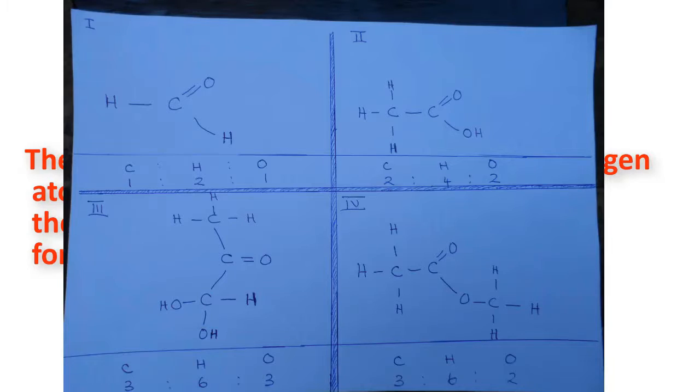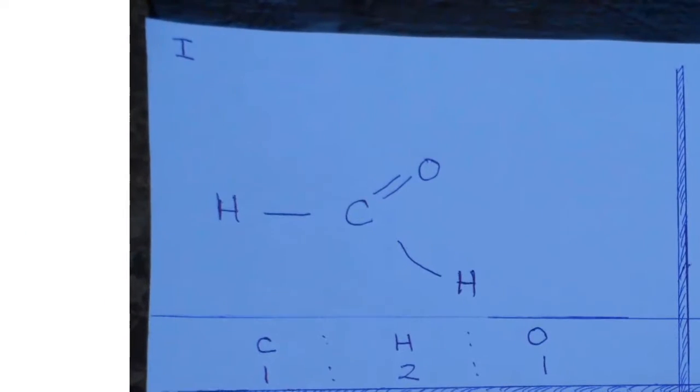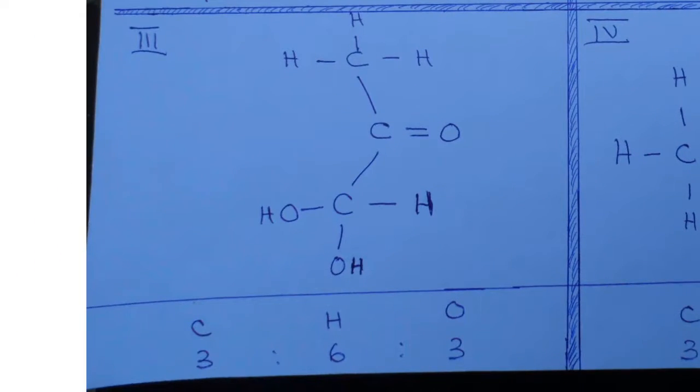The structural formula of the compound can be, now the structures are on your screen as you can see. The first structure has 1 carbon atom, 2 hydrogen atoms and 1 oxygen atom that fit the ratio 1 to 2 to 1. Now the second structure has 2 carbon atoms, 4 hydrogen atoms and 2 oxygen atoms that also tally with our ratio 1 to 2 to 1. Alright, let's proceed. The third structure has 3 carbon atoms, 6 hydrogen atoms and 3 oxygen atoms that also tally with the ratio 1 to 2 to 1.